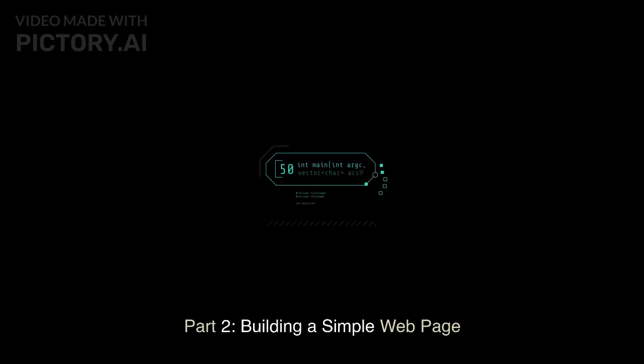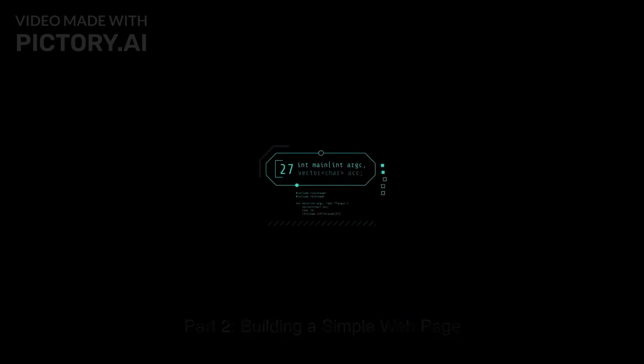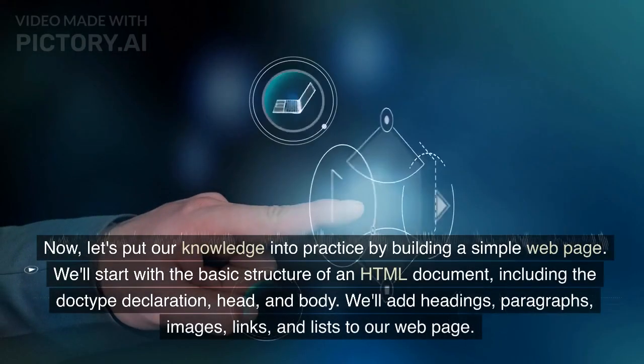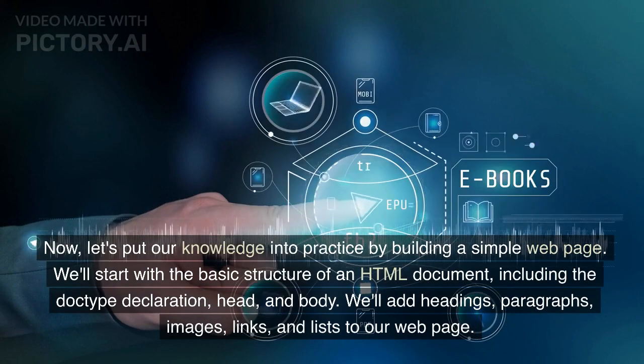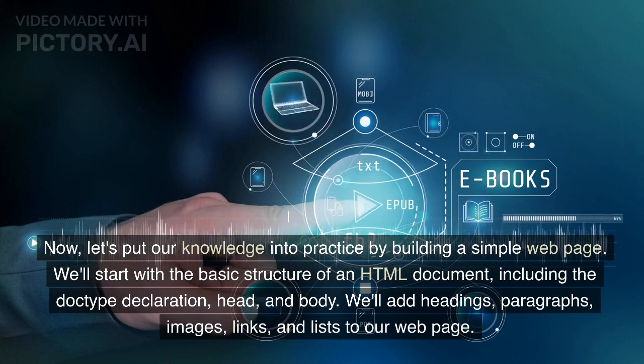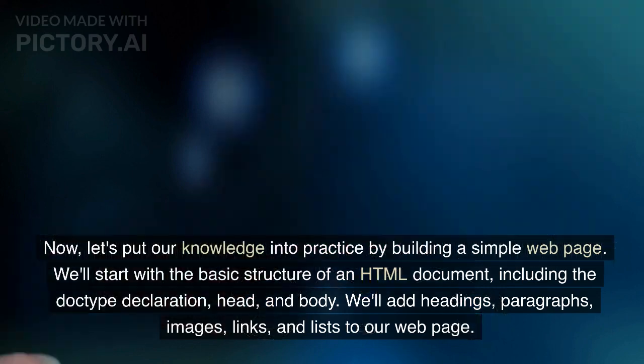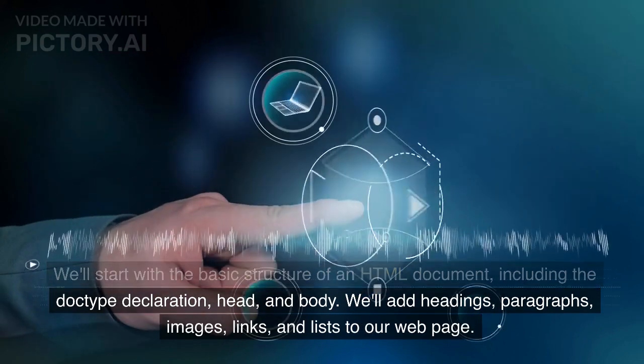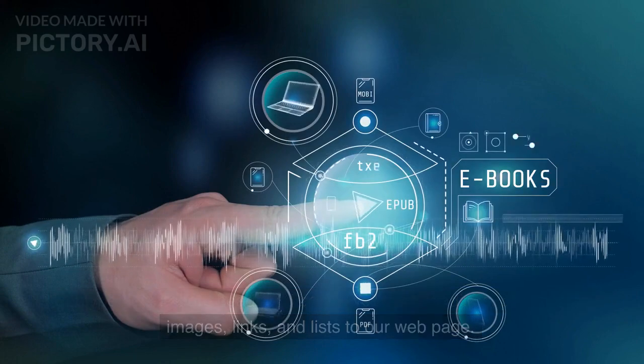Part 2. Building a simple web page. Now, let's put our knowledge into practice by building a simple web page. We'll start with the basic structure of an HTML document, including the doctype declaration, head, and body. We'll add headings, paragraphs, images, links, and lists to our web page.